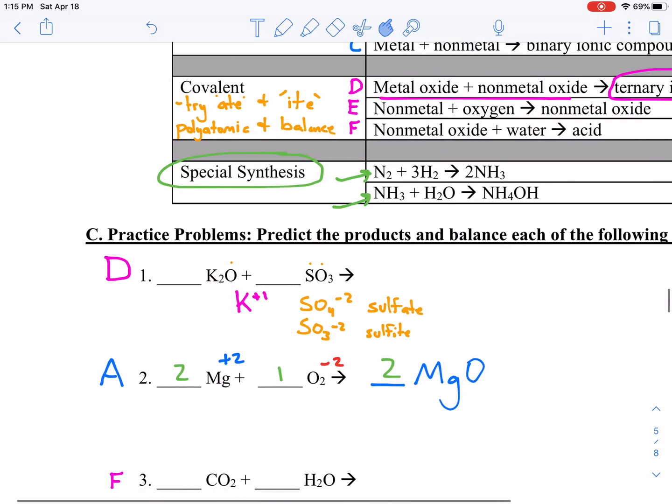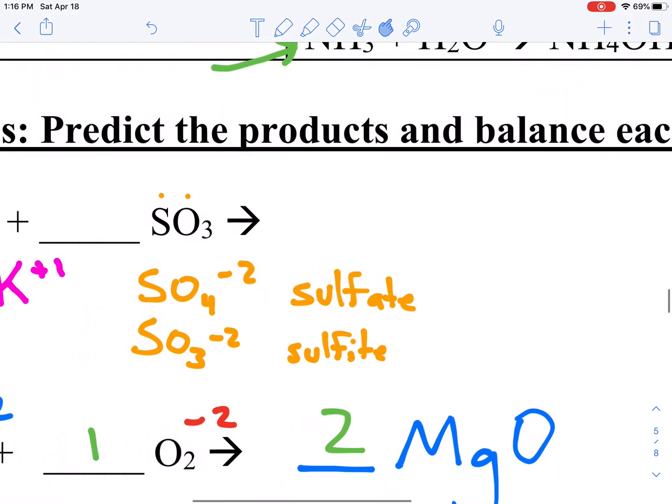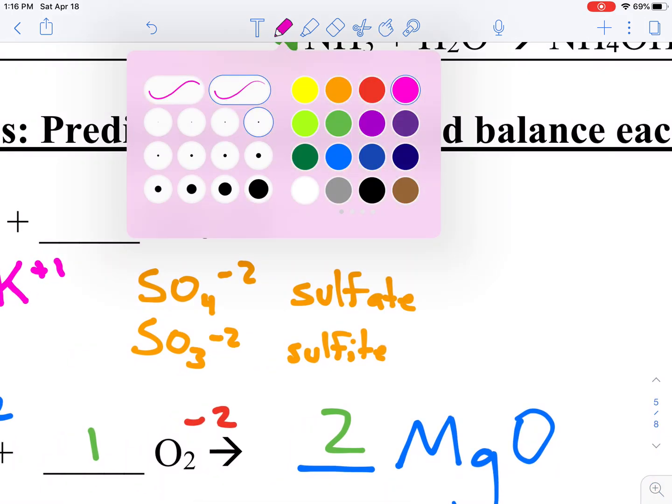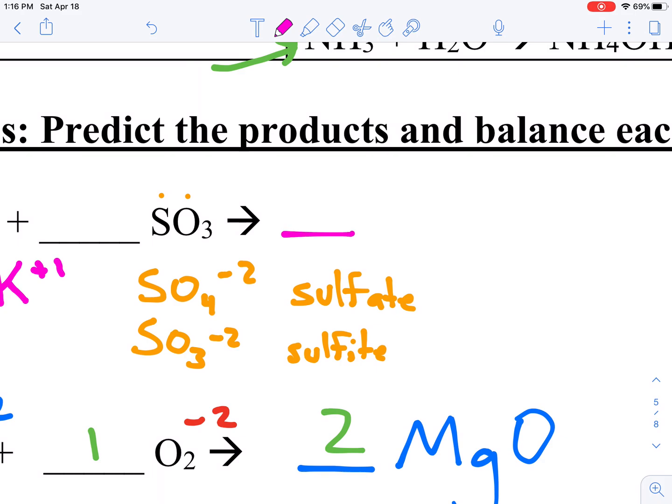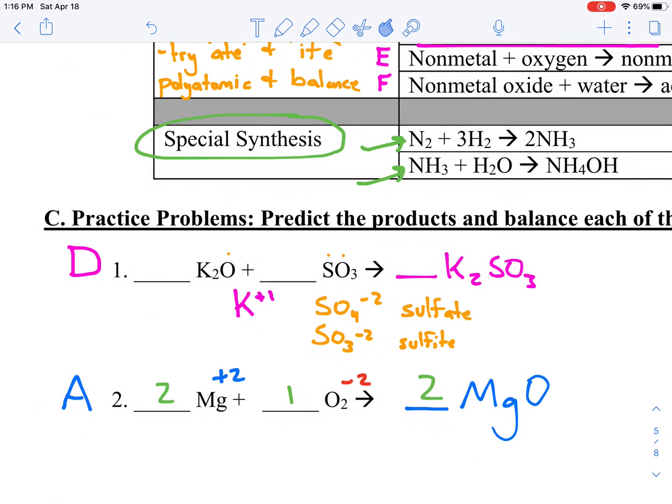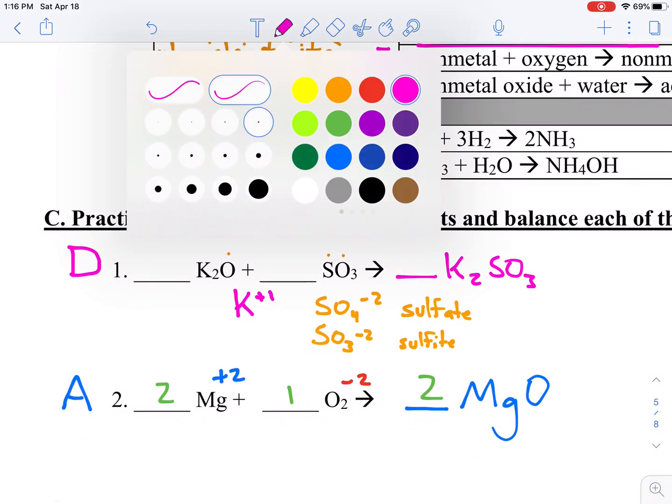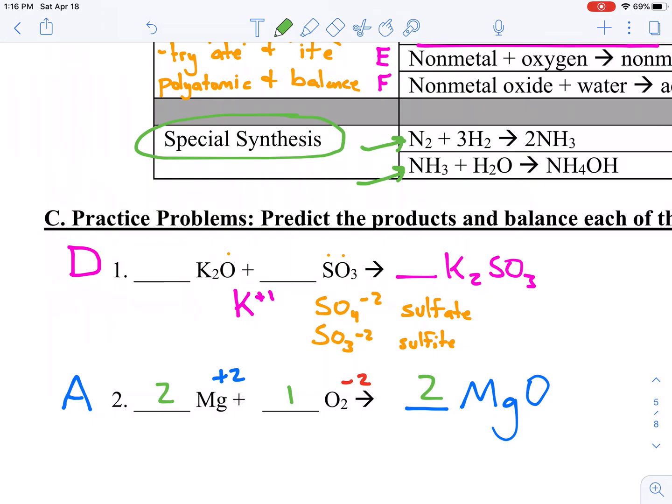Let's first do number 1, letter D. Let's do it with sulfite. So if I combine K+1 and SO3 -2, I'm going to get K2SO3. Right? And if I do that, you're going to notice something pretty quickly. You have 2 Ks on the left-hand side. You have 2 Ks on the right-hand side. You have 1 S on the left, you have 1 S on the right. You have 4 O's on the left and 3 on the right. And that is never going to balance, right?